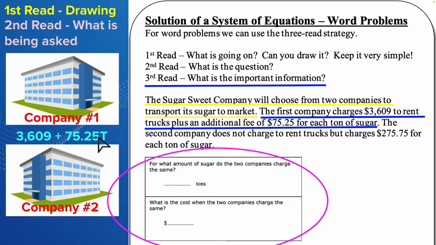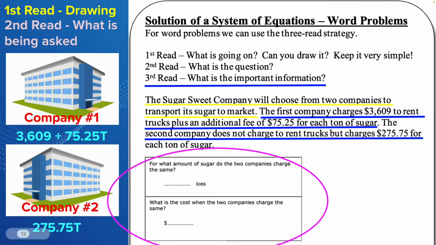Instead of writing each ton of sugar, I just wrote T after this, because this means times T, which means each ton, times tons. So I'm already writing it as an expression. This is the expression for company number 1. Company number 2, the second company does not charge to rent the truck, but charges $275.75 for each ton of sugar. That's definitely important information. So down here, I don't have this beginning charge on company number 2. I only have $275.75T, because for every ton it's $275.75, but there isn't an additional fee like company number 1.